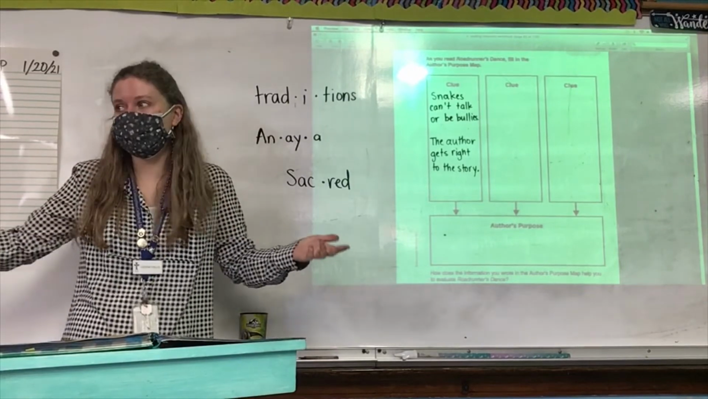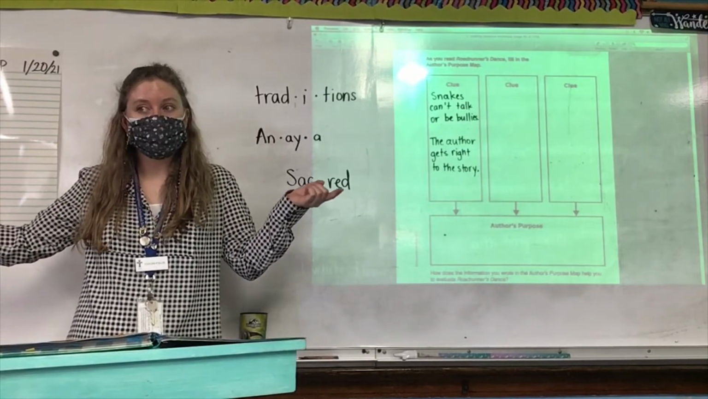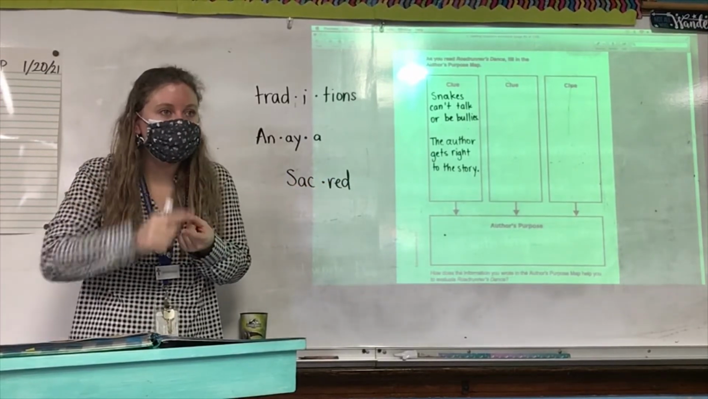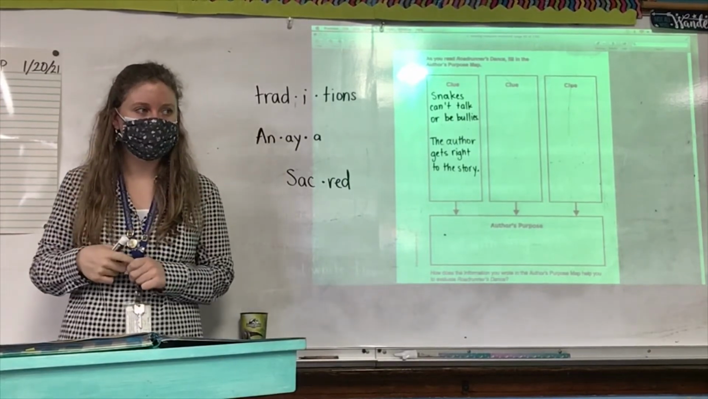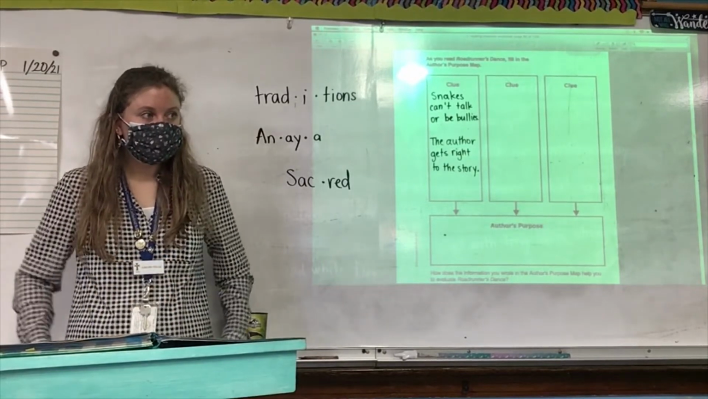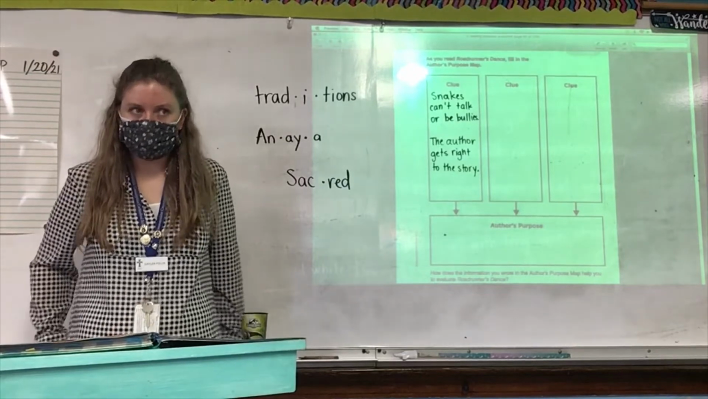Does it say why she changed her mind? So what are we doing, class? Making an inference. So make an inference. Why is she deciding to get involved? Zadie? Because she knows the snake could be dangerous, and so she doesn't want anybody to get hurt. Okay, she doesn't want anybody to get hurt.